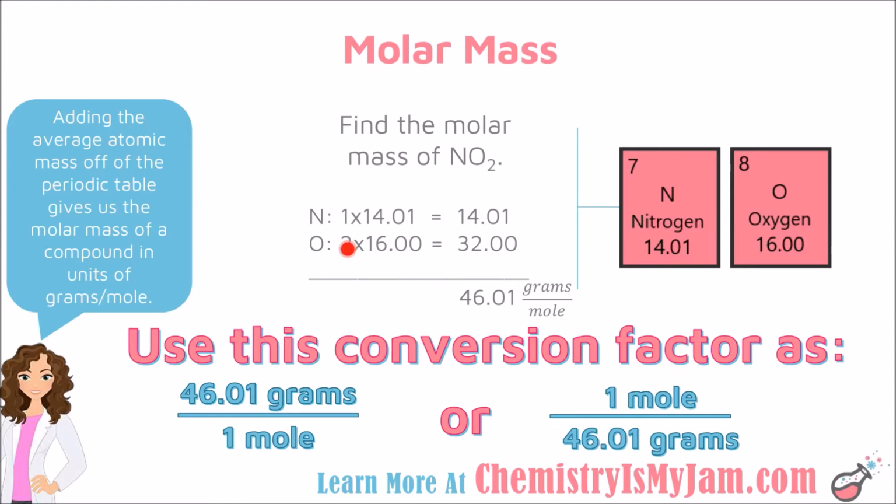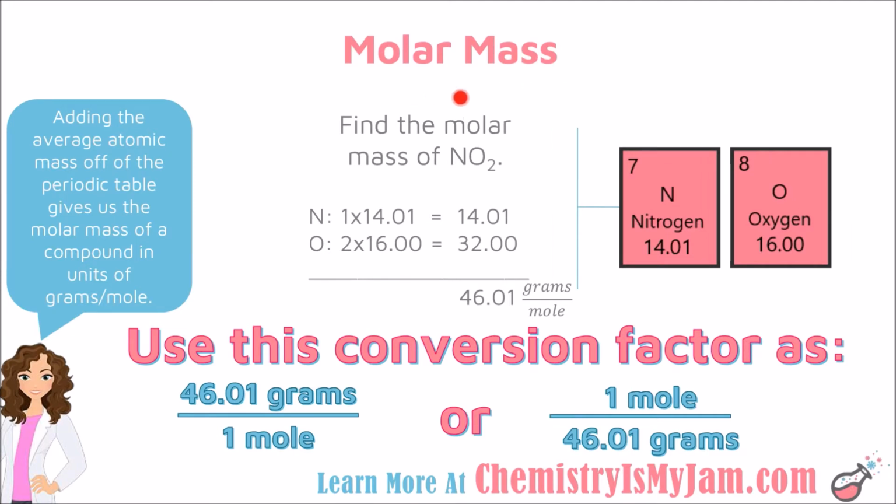So there was one nitrogen in NO2. It has a mass of 14.01. 1 times 14.01 is 14.01. There are 2 oxygens in NO2. So this 2 right here is going to get multiplied by the molar mass for oxygen, or the average atomic mass for oxygen. 2 times 16 gives me a 32. When I add those 2 together, I have a total molar mass for this compound of 46.01 grams per mole.